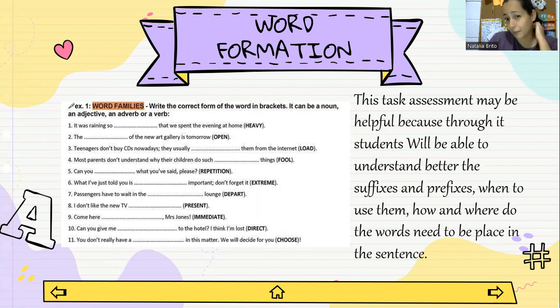Okay, I remember that one of these activities is used in the FCE exam, the First Certificate in English exam, and it's very important to know when to use it and how to use the words because some words may not have the same meaning with the suffixes and prefixes. So we have to be aware of that.